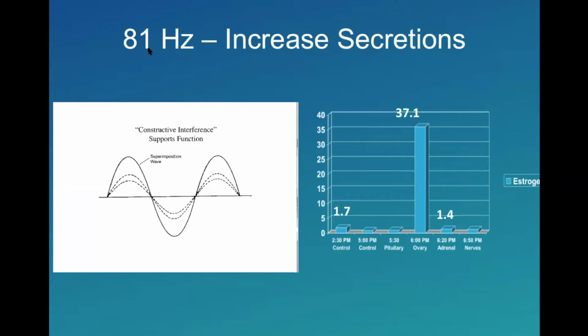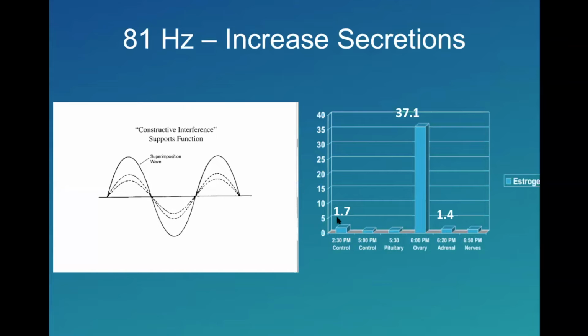And then 81 increases secretions. This was, we call it constructive interference. It supports the function of the secretions in the tissue for which it's listed. So this is the ovary study, right?